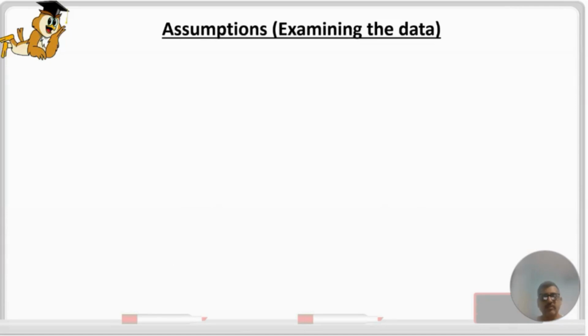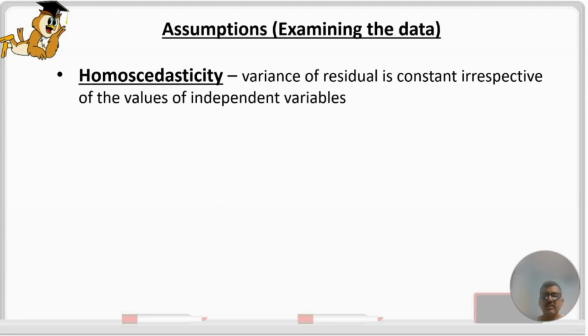Next assumption. This assumption is the assumption of homoscedasticity. What this assumption says is that the variance of residuals should be constant irrespective of the values of the independent variables. The variance of residuals should not change based on the values of independent variables.